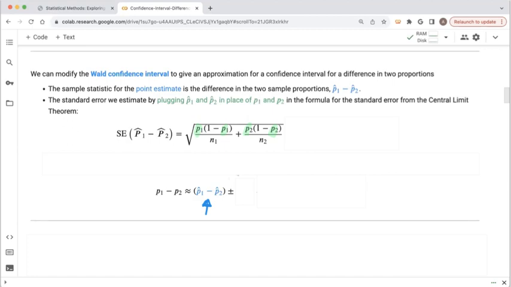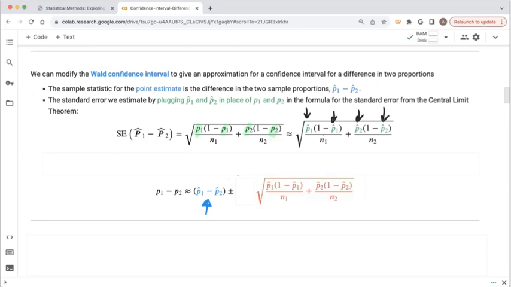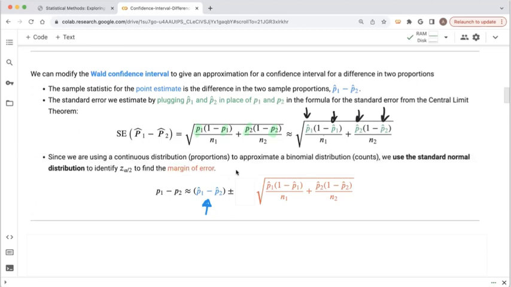So what we can do is use our sample proportion from population 1, P hat 1, in place of P1. And we use the sample proportion from the other population sample, P hat 2, as a replacement for the value of P2. Then we can calculate the standard error using the sample proportions instead of the unknown population proportions. And then finally, we're going to calculate the margin of error depending on the confidence level that we want to use for the confidence interval.